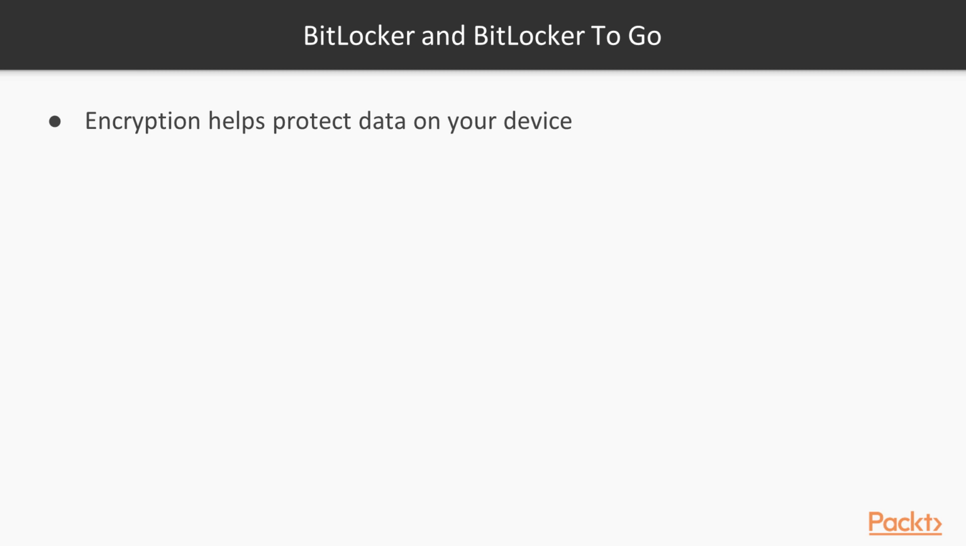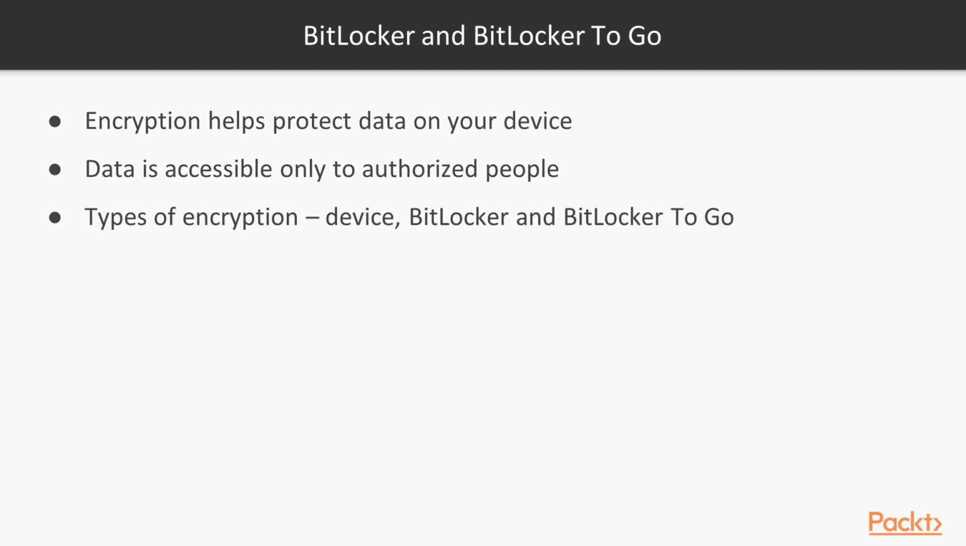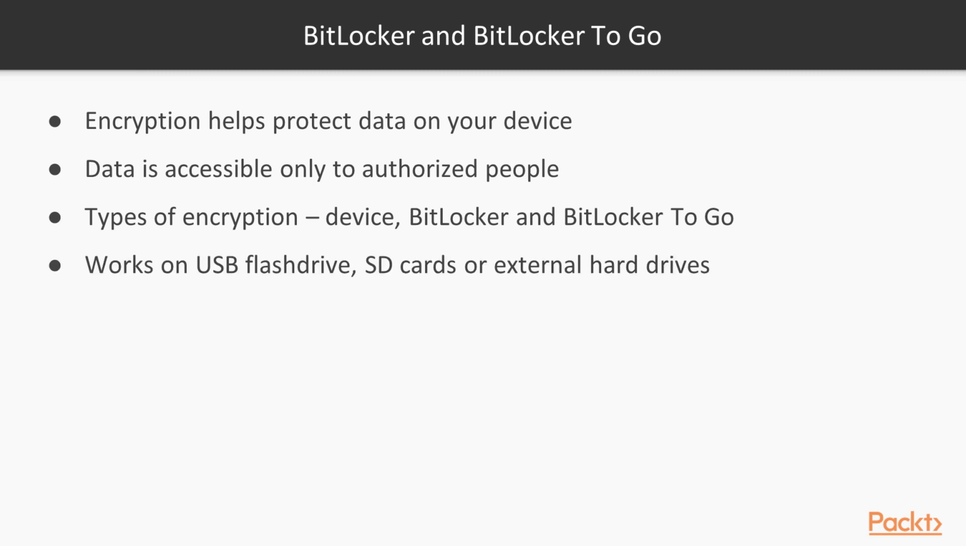What is BitLocker and BitLocker to Go? Encryption helps protect the data on your device. It ensures that only authorized people have access to the data. This encryption comes in three flavors in Windows 10: device encryption, BitLocker, and BitLocker to Go. Device encryption uses hardware inside your computer to facilitate and speed up the encryption and decryption of the data. BitLocker does the same thing, only using software and the computer's CPU to do the encryption and decryption of the fixed hard drives in your computer. BitLocker to Go is an encryption solution that works on USB flash drives, SD cards, or external hard drives.